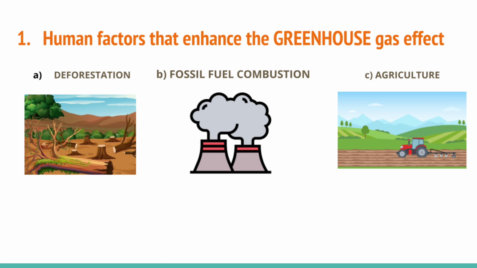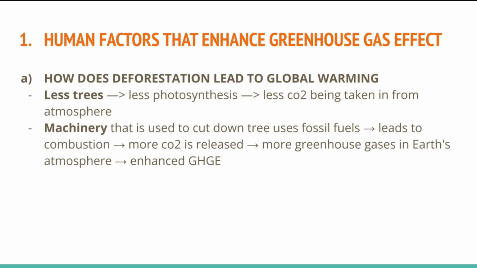What are human factors that enhance the greenhouse gas effect? These are 3 main factors: deforestation, fossil fuel combustion, and agriculture. But how does deforestation lead to global warming? So less trees means that there's less photosynthesis, meaning less carbon dioxide can be taken in from the atmosphere by these plants by photosynthesis.